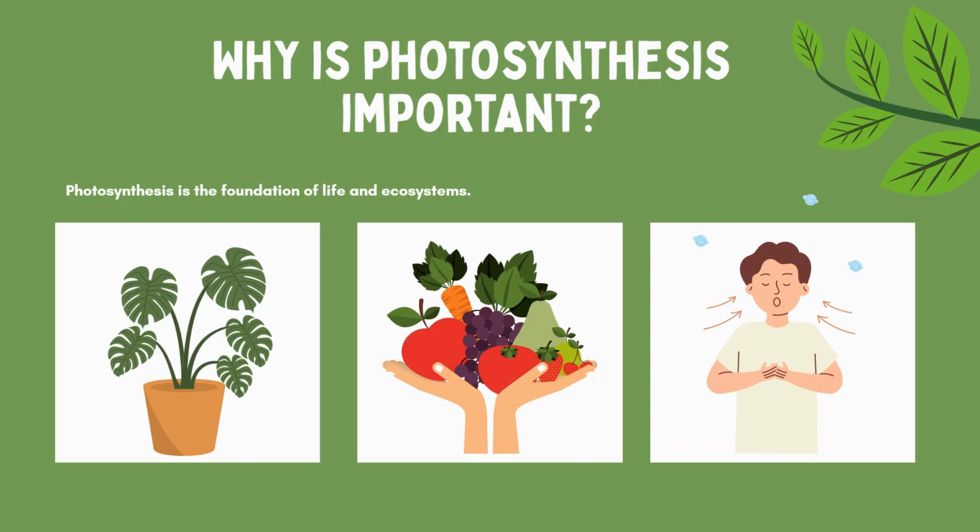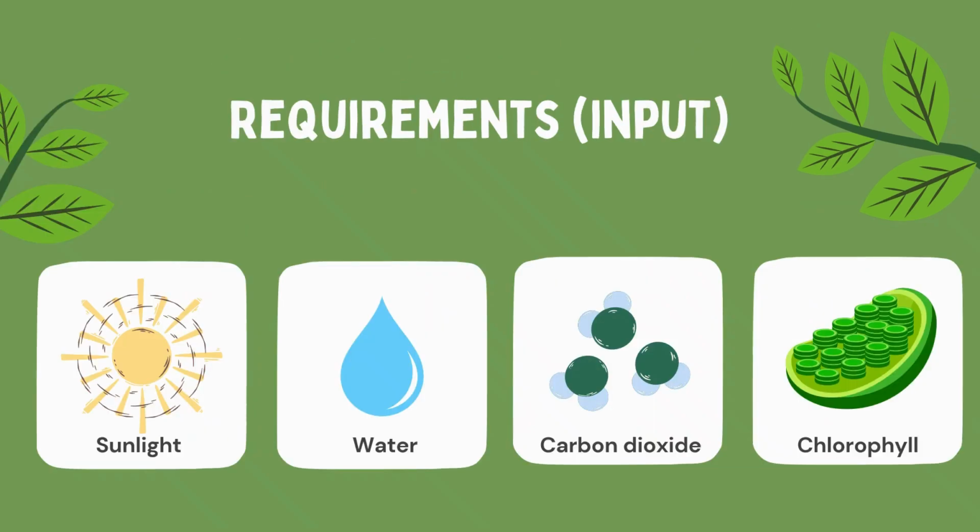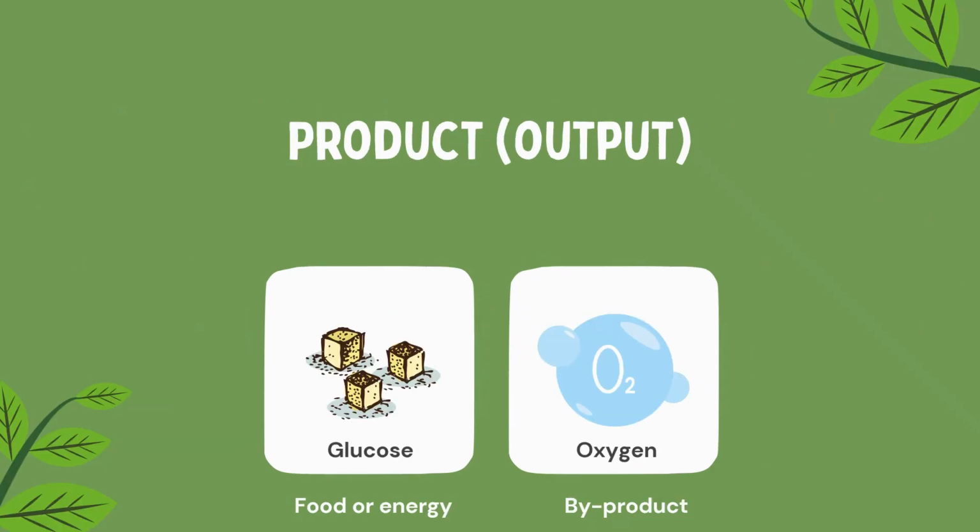Now, let's have a look at the requirements. For photosynthesis to happen, plants need 4 things: sunlight from the sun, water from the roots, carbon dioxide from the atmosphere, and chlorophyll, which is found in the leaves. Without these 4 requirements, photosynthesis cannot happen, or it would rather be disturbed or limited. Once these plants have these ingredients, they can make something very useful: the products of photosynthesis.